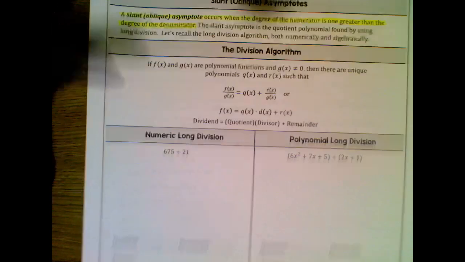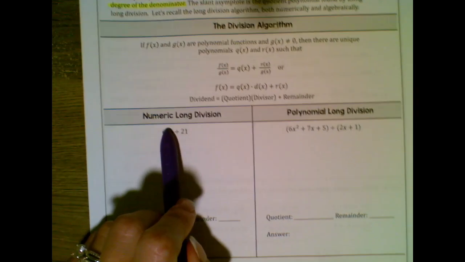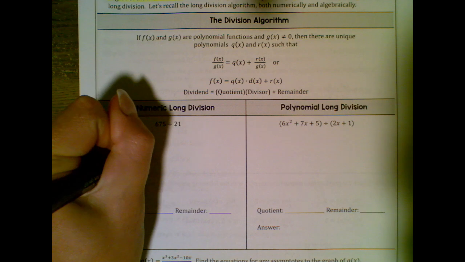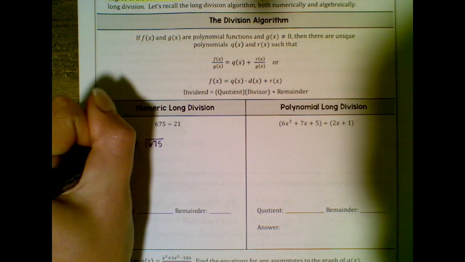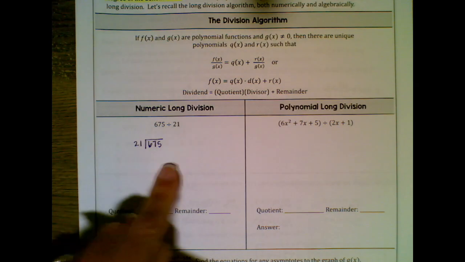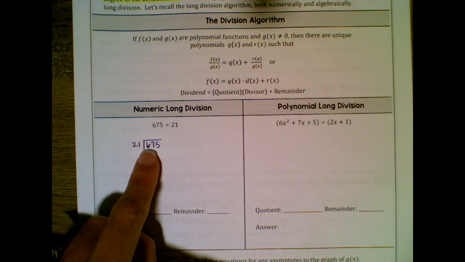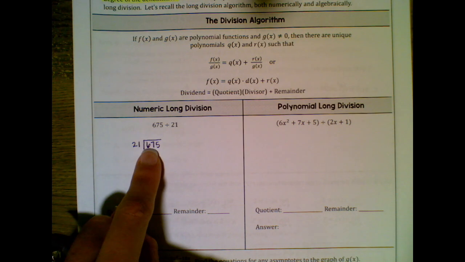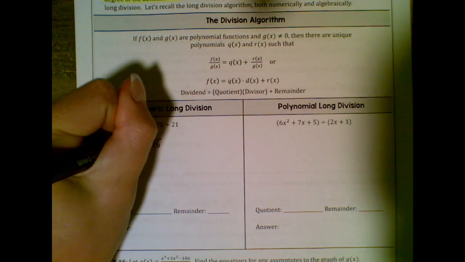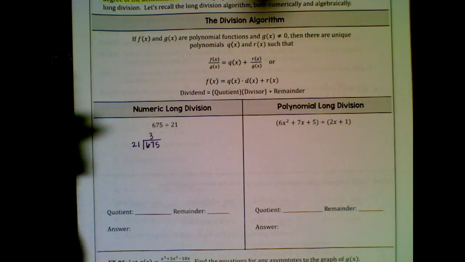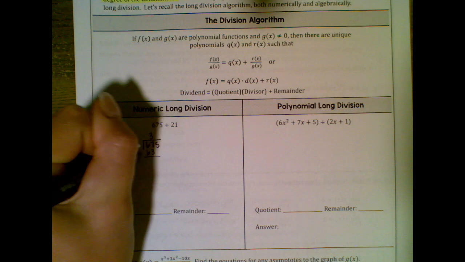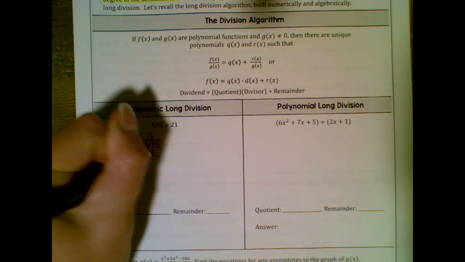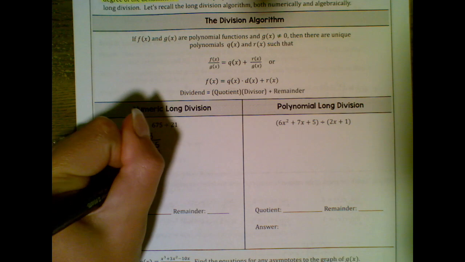So let's take a look here. Numeric long division, this is what you guys did way back in the day, even what I did. So we have 675 divided by 21. 21 cannot go into 6, but it can go into 67. How many times can 21 go into 67? Most it can go in is about 3 times. And 21 times 3 is 63. When I subtract that, 67 minus 63 is 4, and then you bring down the 5.